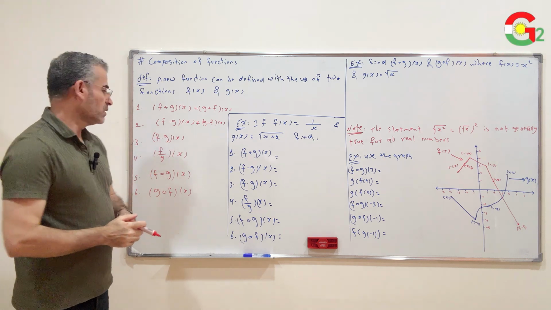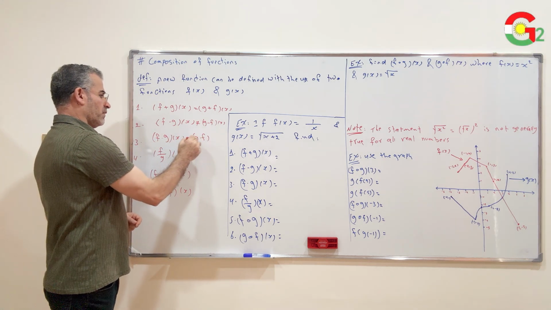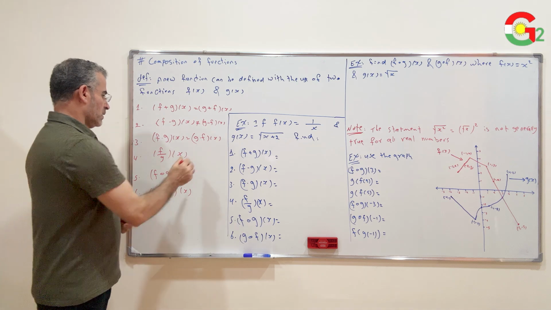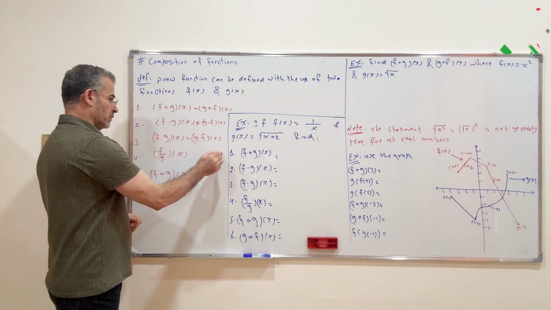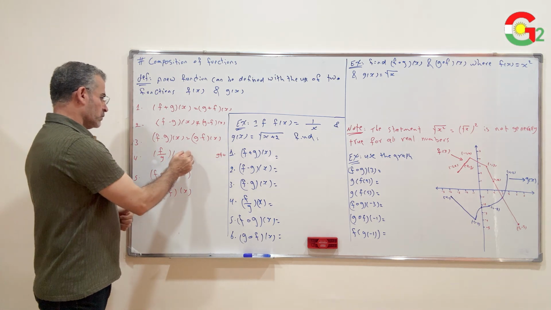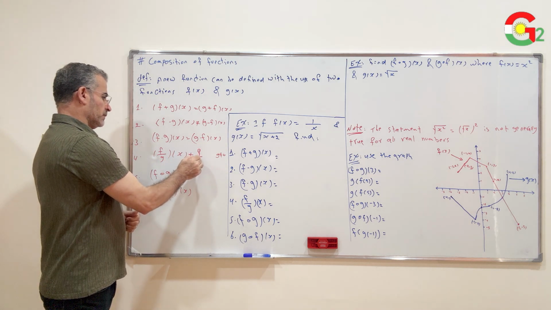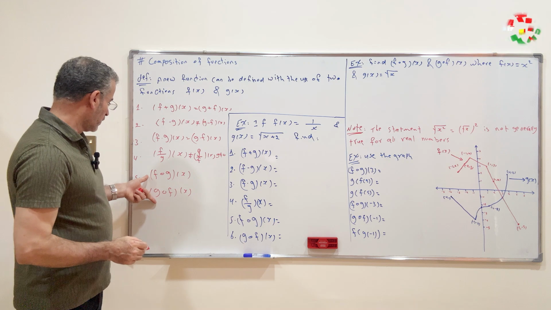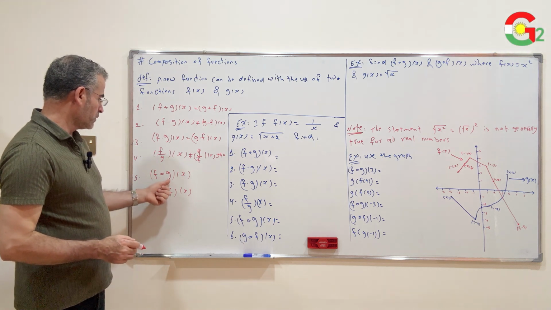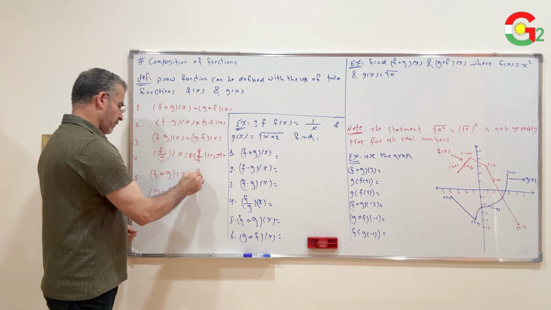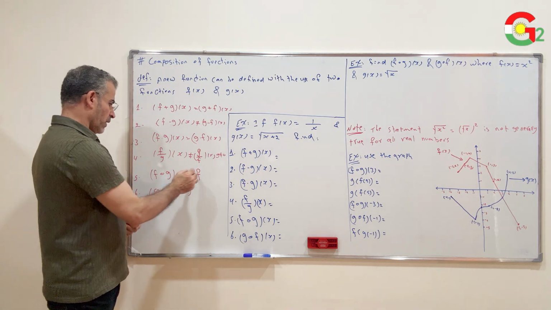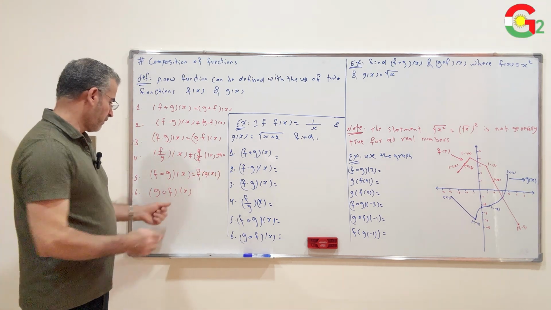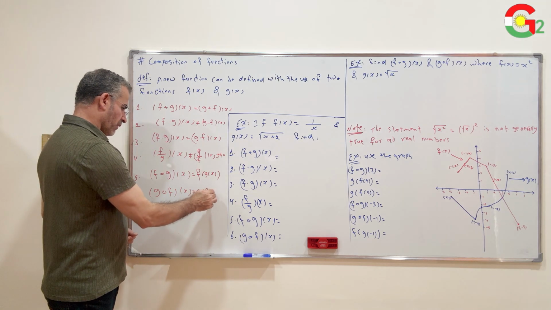f times g equal to g times f, since multiplication is a commutative operation. f over g, here g is not equal to 0, and of course not equal to g over f. f o g, the most important two composite functions are 5 and 6. f o g of x equal to f of g of x, and g o f of x equal to g of f of x.